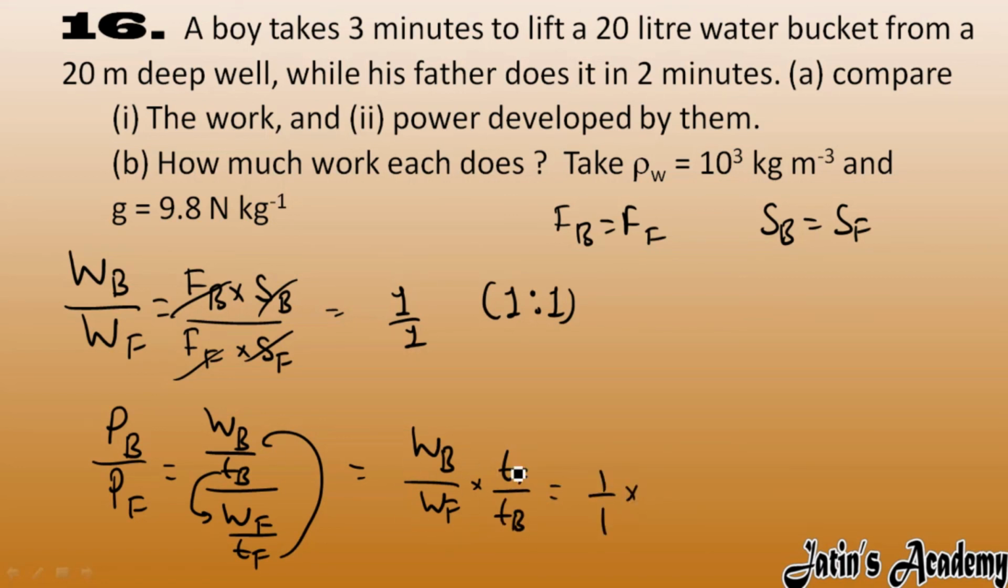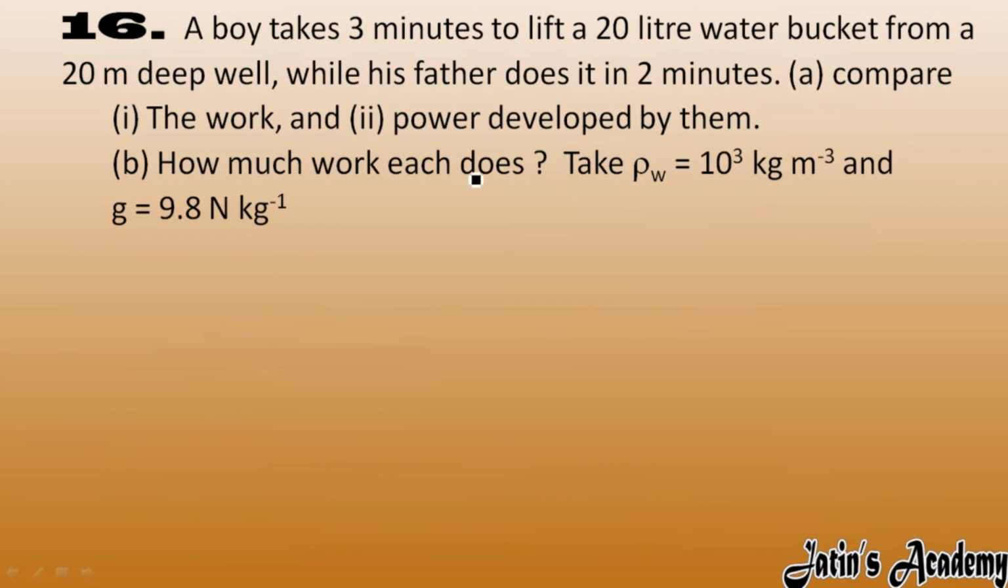Time taken by father, we have 2 minutes. You can also convert it into seconds, but that cancels out. And time taken by boy is 3 minutes. So here the ratio we got as 2:3. So power ratio changes with time, but because force applied is same and displacement is same, that's why work done is same, 1:1.